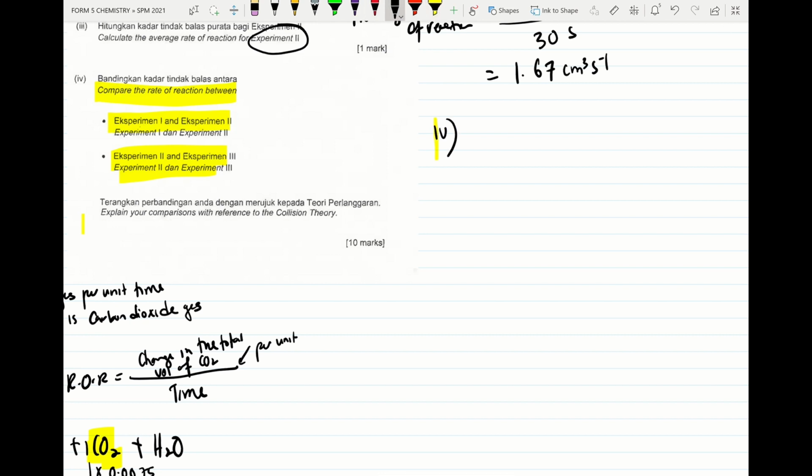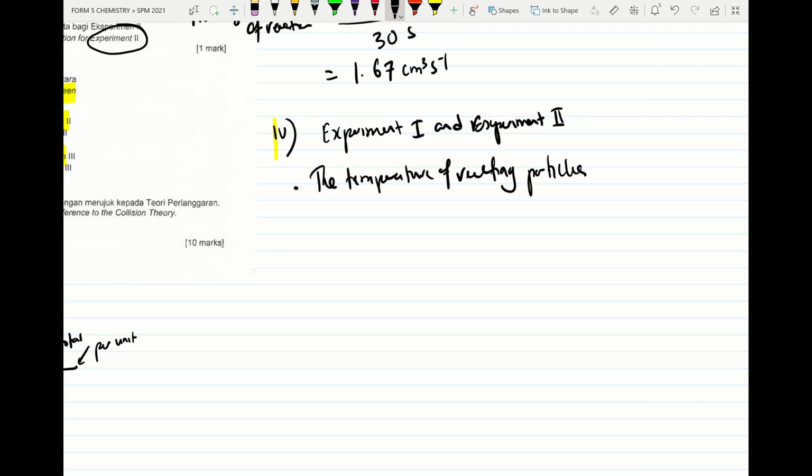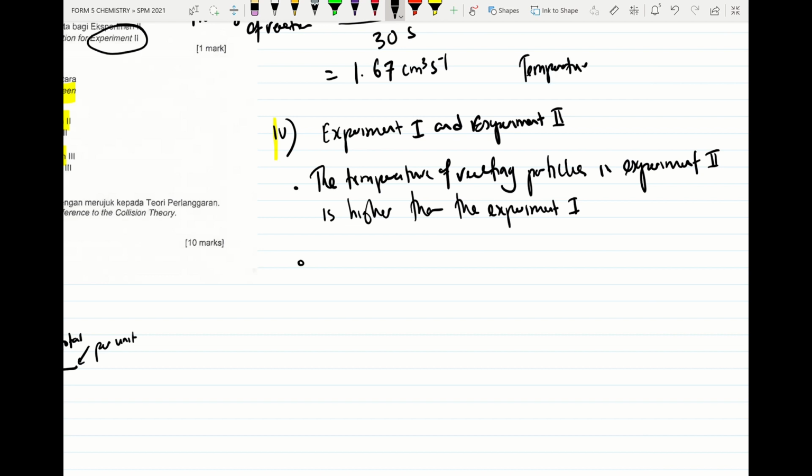All right, so I do question number 4. So I write down like this: experiment 1 and experiment 2. All right, so the first point, the temperature of reacting particles in experiment 2 is higher than in experiment 1. So we already identified the factor. The reason for the factor temperature will be kinetic energy.